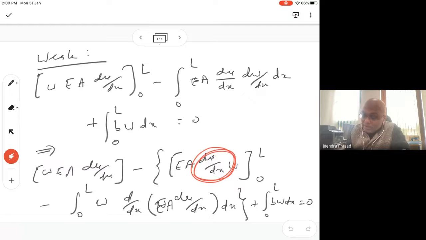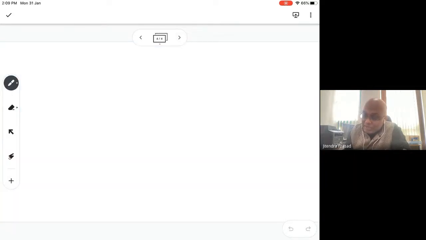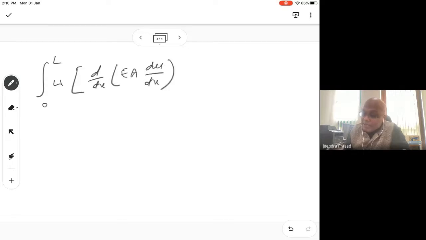will cancel out. So of course we have L to 0 here. This and this will cancel out. This minus minus becomes plus, and you will have W times this plus this. So what you get basically is the integral from 0 to L of W, and then d over dx of EA du over dx, plus bx, dx equal to 0.